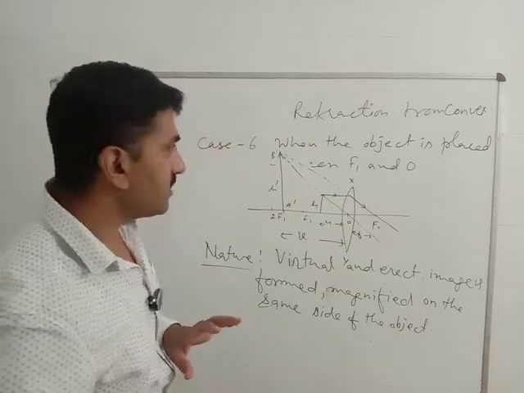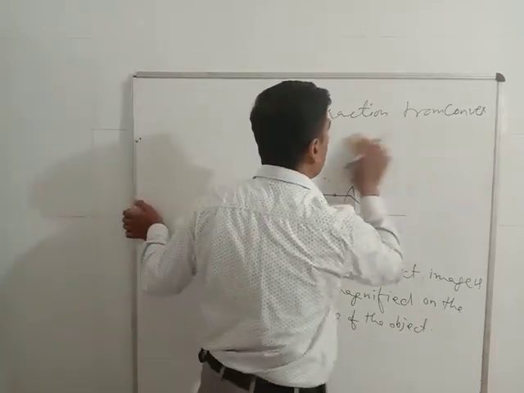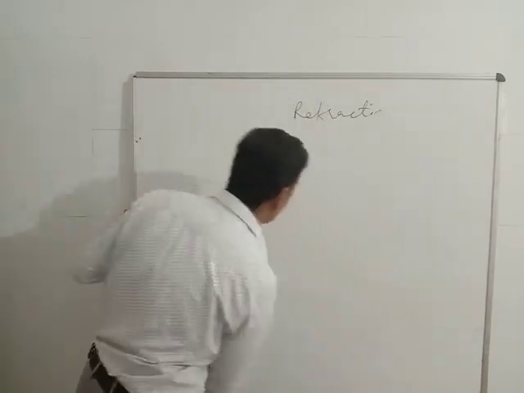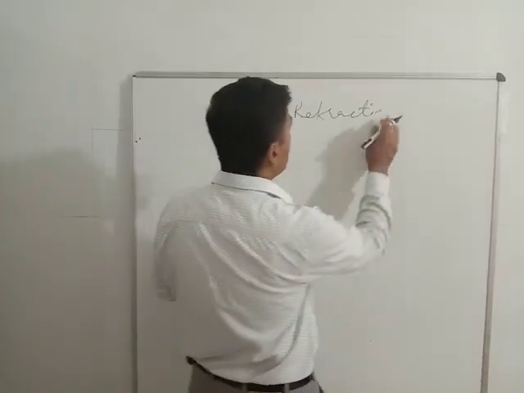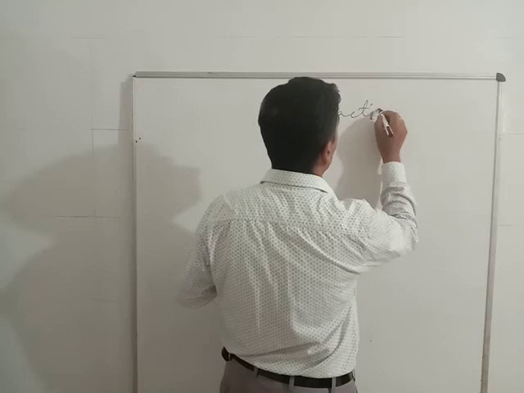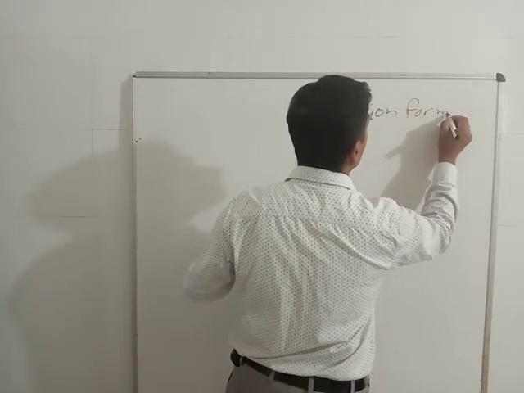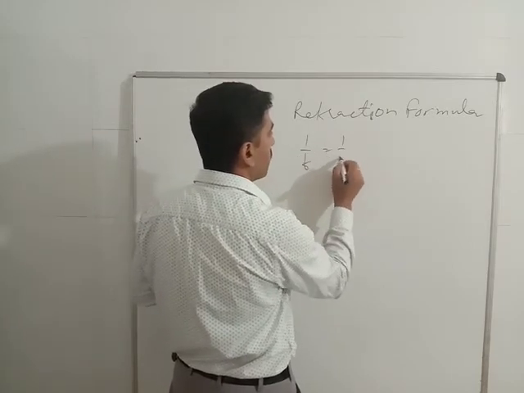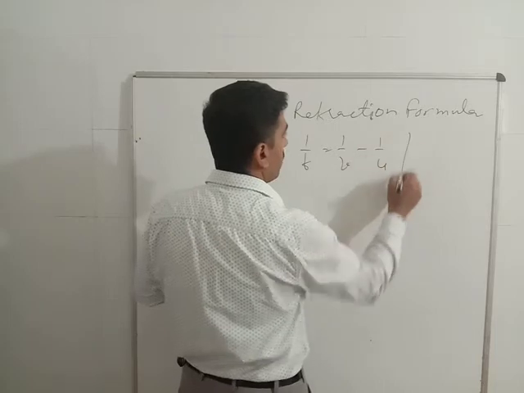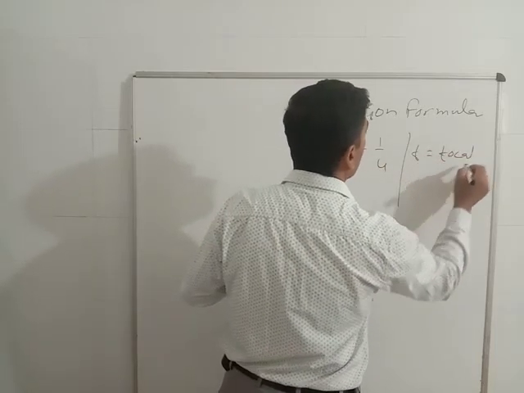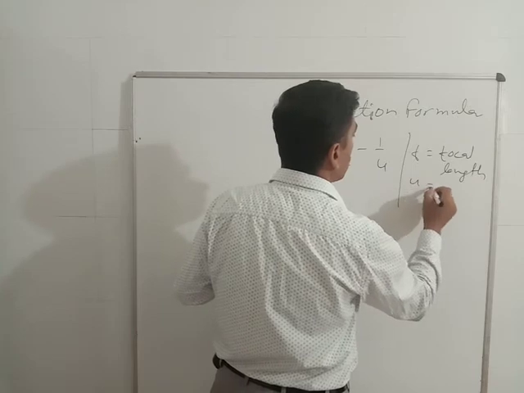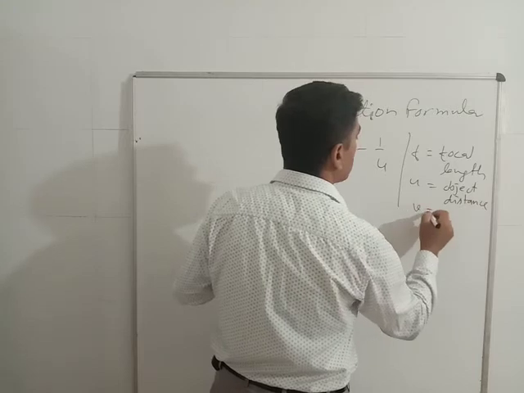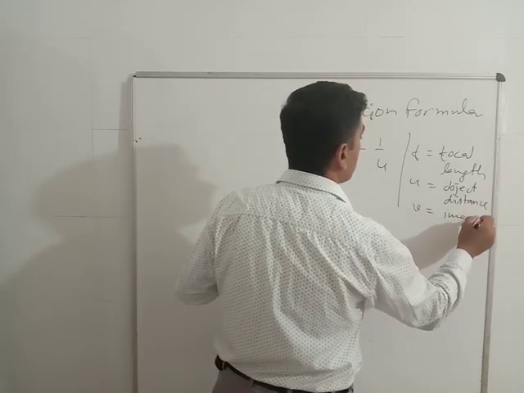If you can remember these cases, then you have to just write down the formula. If you know the formula of refraction, you can solve all the numericals. Just I'll let you know the last thing. So the refraction formula, we call it the lens formula also. 1 upon F is equal to 1 upon V minus 1 upon U, where F is your focal length, U is your object distance, and V is your image distance.